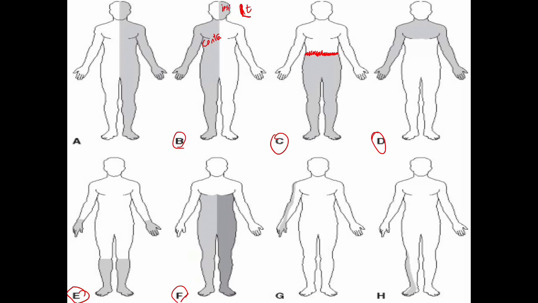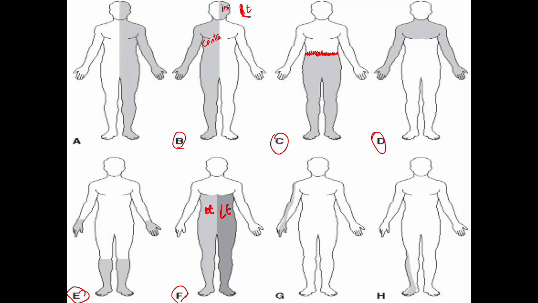Diagram F is another peculiar diagram. In diagram F, we have dissociated sensory loss. What does dissociated mean? It means that on the right side we lose a function, and on the left side we lose a different function altogether. For example, on the right the person lost discriminative touch, while on the left the person lost crude touch, pain and temperature.